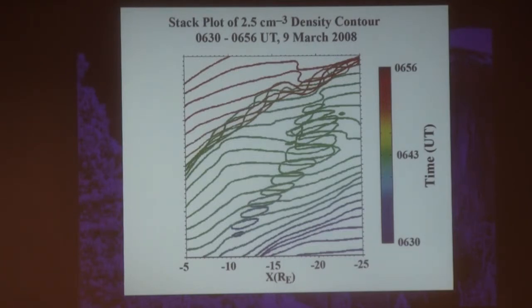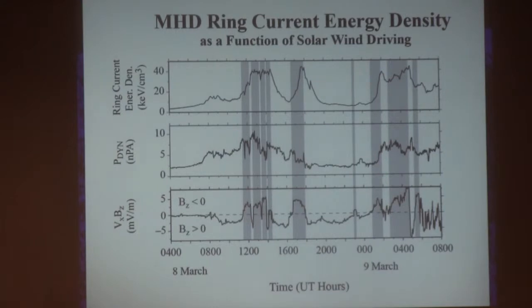Now, one of the more recent things that we did was we looked at the energy density in the MHD ring current on the night side again as a function of dynamic pressure and VXBZ in the solar wind. So the positive VBZ corresponds to southward IMF, negative VBZ corresponds to northward IMF, and the gray regions are the negative southward IMF regions during this. And so we've separated this into 2.